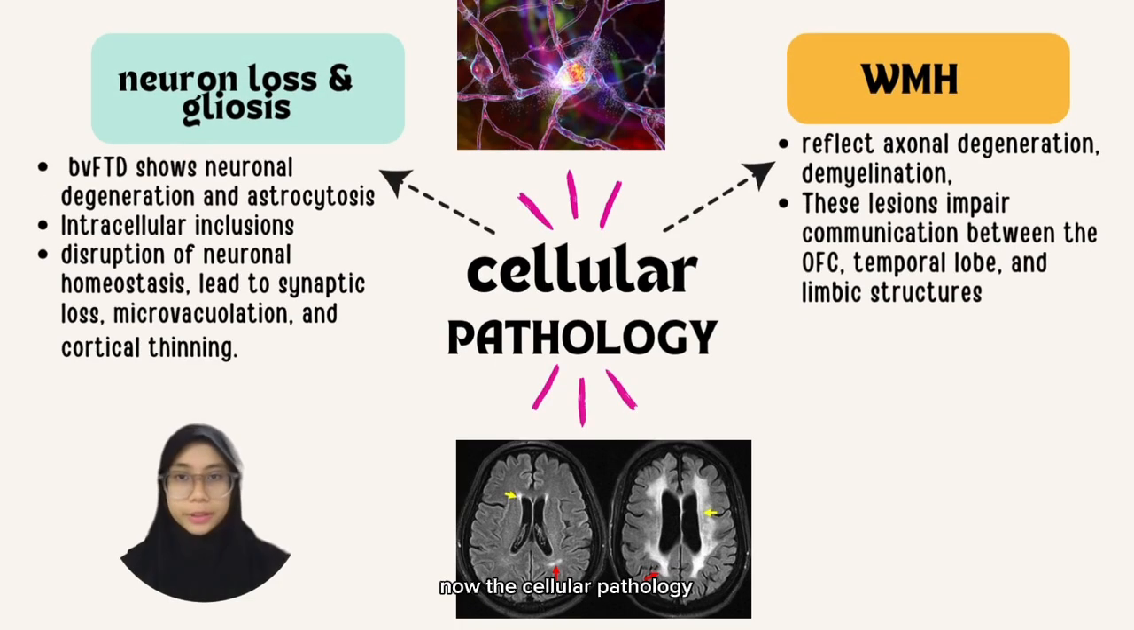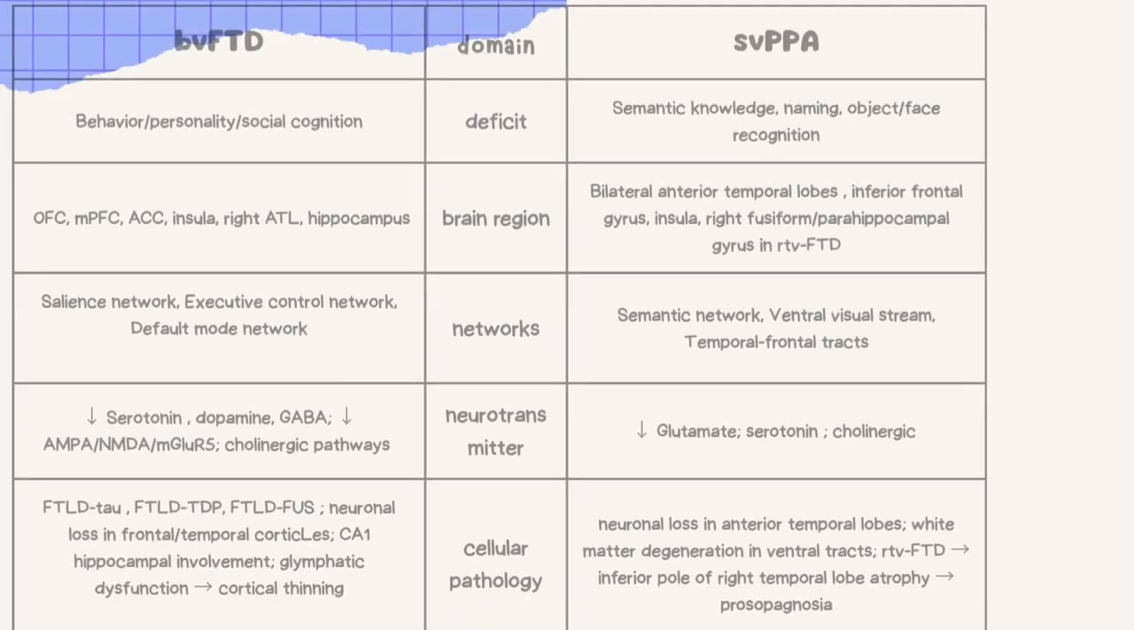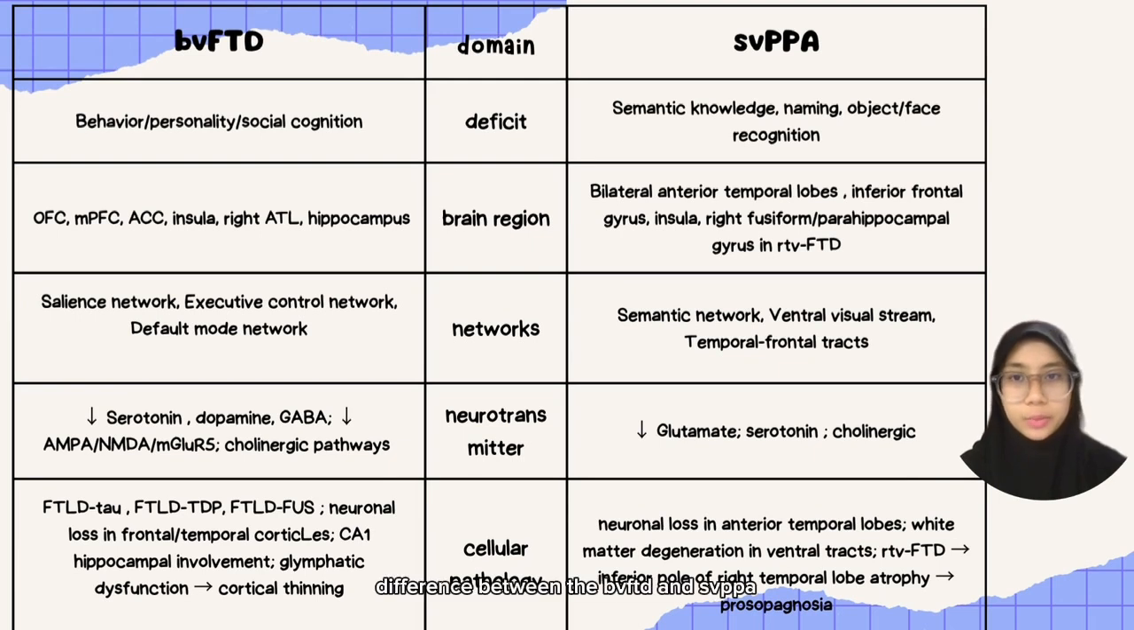Now, the cellular pathology. The bvFTD shows neuronal degeneration, astrocytosis, and intracellular inclusions, causing disruption of neuronal homeostasis and leading to synaptic loss, microvacuolation, and cortical thinning. The white matter hyperintensities reflect axonal degeneration and demyelination, and these lesions impair communication between the orbitofrontal cortex, temporal lobe, and limbic structures. There are many key differences between bvFTD and svPPA, but you can read them in more detail in this table.